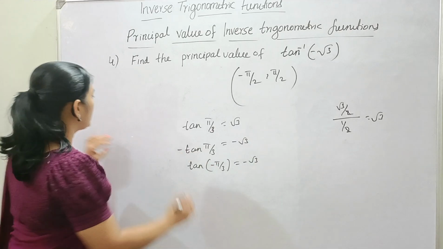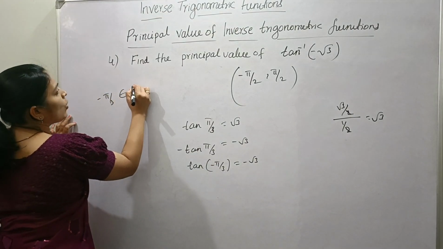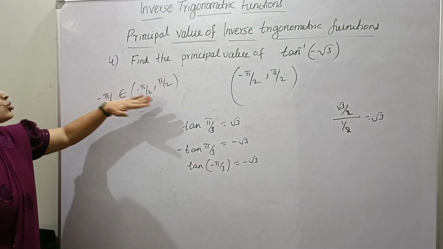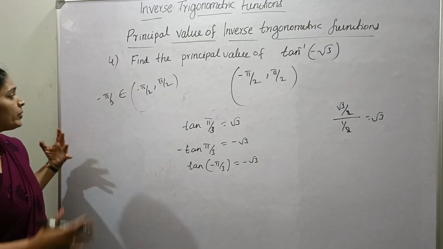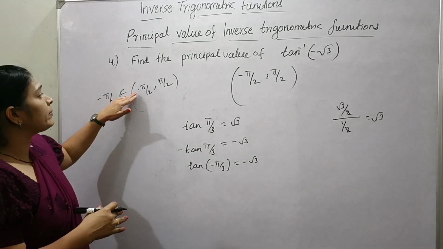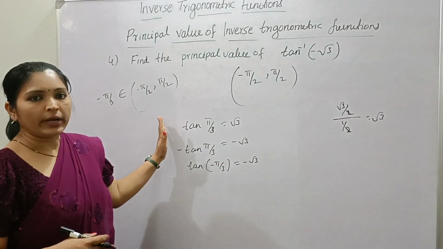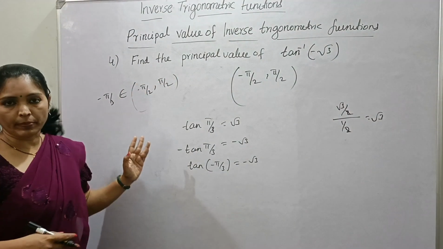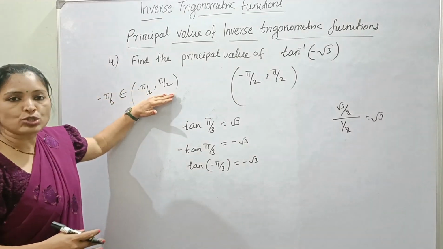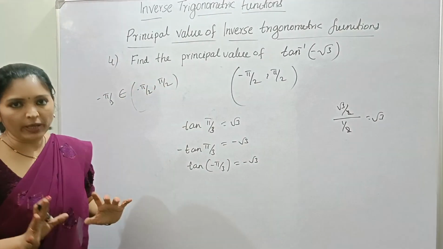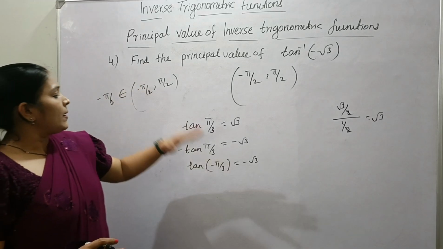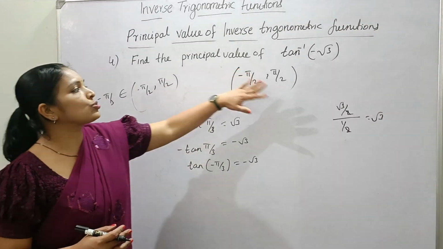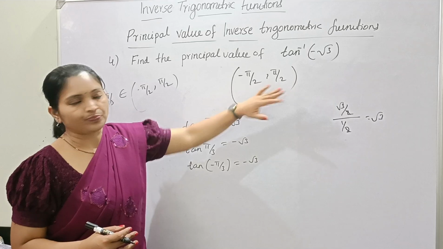So minus pi by 3. Minus pi by 3 belongs to the open interval minus pi by 2 to pi by 2, right? It obviously belongs to this open interval minus pi by 2 to pi by 2 because we know that minus 1 by 3 is greater than minus 1 by 2 and less than 1 by 2, right? So minus 1 by 3 is greater than minus 1 by 2 and less than 1 by 2. Okay, so it obviously belongs to the open interval minus pi by 2 to pi by 2. Therefore, we can say this minus pi by 3 is the principal value of tan inverse minus root 3, since it belongs to the open interval minus pi by 2 to pi by 2.